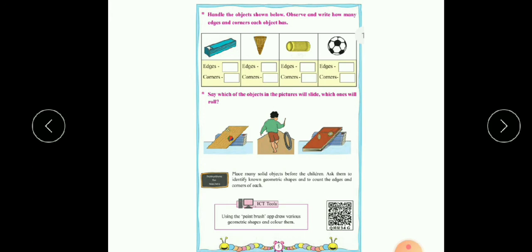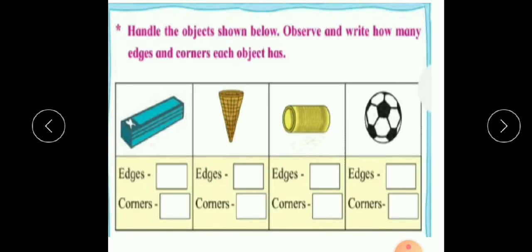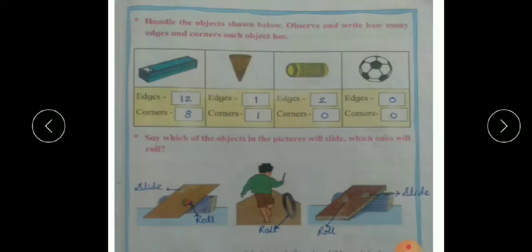Now, moving towards page number 5. See the next question. Handle the objects shown below. Observe and write how many edges and corners each object has. There are some geometric shapes and you have to write the number of edges, means number of sides, and corners for these geometric shapes. So let's start one by one.